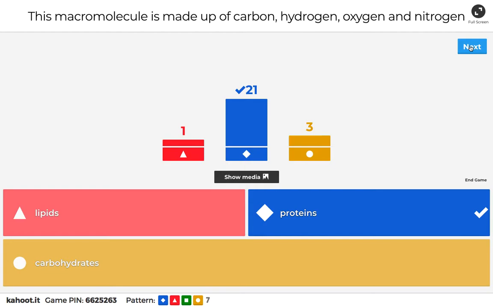What makes it a protein? Having nitrogen. Good.